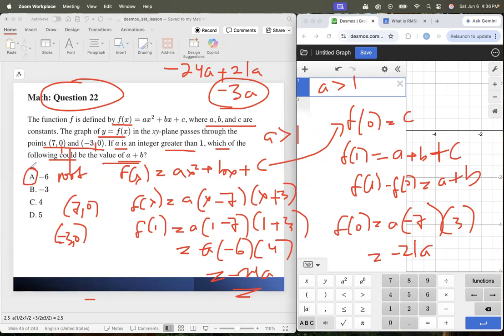This is the way to do it. First, make sure you know the function. Use the roots they've been giving you. Put them in the factored form here. And then put in the answer choice. f of 1 minus f of 0 will give you a plus b. And that's the easy way to find it.